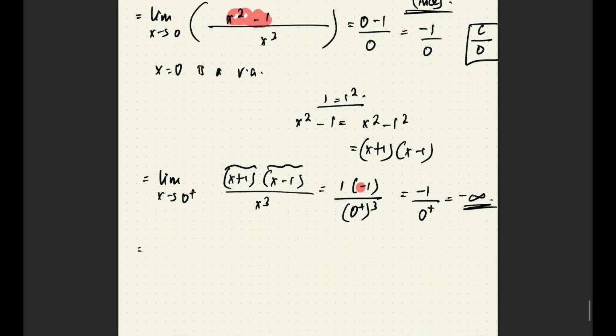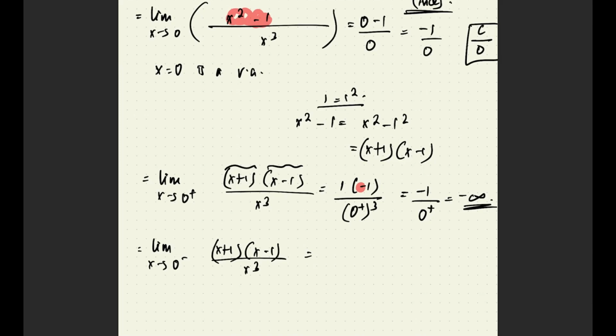Now let's do the same for the left hand side. The limit as x approaches 0 from the left hand side of x plus 1 times x minus 1 divided by x cubed. In this case, our x value is slightly less than 0, so it's a very small negative number. You can think of it like minus 0.1 or minus 0.05. A very small negative number plus 1 is going to be a number that's slightly less than positive 1. For example, minus 0.05 plus 1 is going to give you 0.95, which is a positive number, and it's just slightly less than 1.